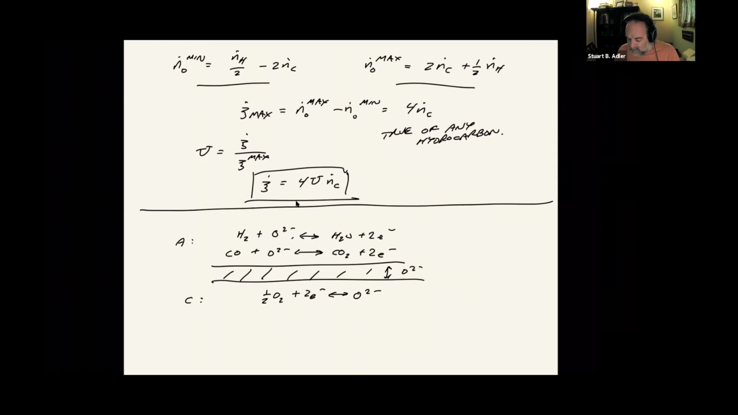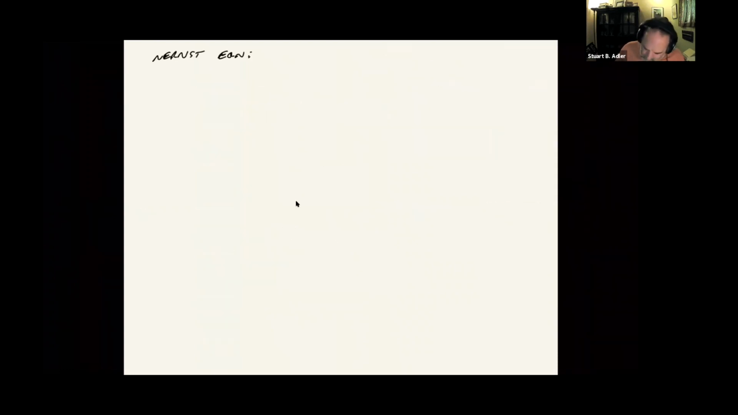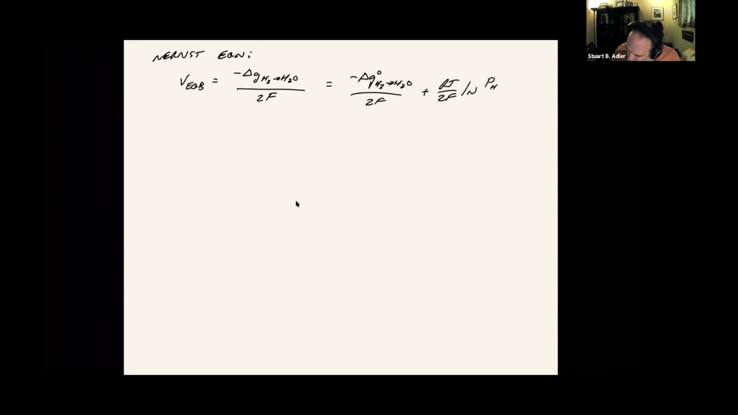Let's imagine for a second we pick one of them, so hydrogen, and we use the Nernst equation to calculate the equilibrium potential based on the amount of hydrogen that we have around. We would say that the equilibrium voltage would be equal to minus delta G of the reaction for our hydrogen oxidation divided by 2F. And you recall that in the past, we've taken that delta G and broken it up. We can talk about that as a delta G0 for the hydrogen to water reaction, plus we would have an RT over 2F times the log of Q, where this would have a P H2, PO2 to the 1/2 power divided by PH2O.